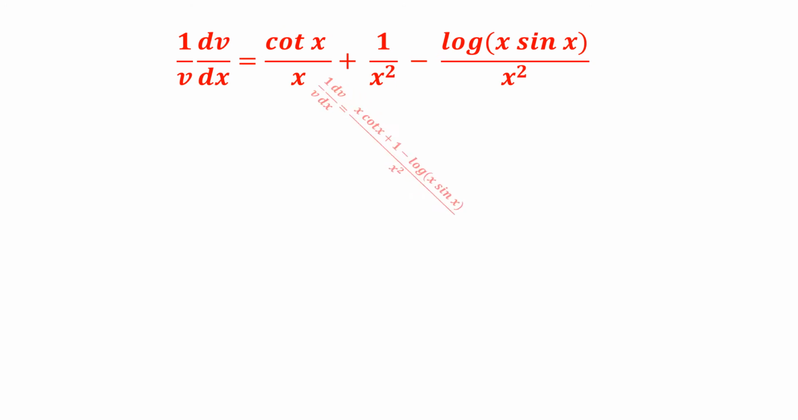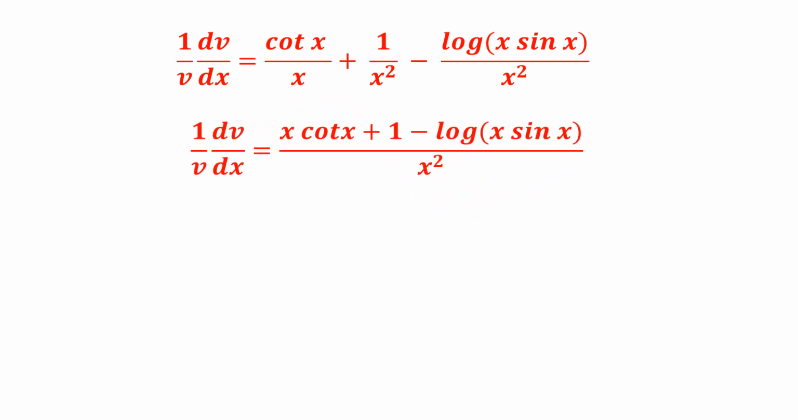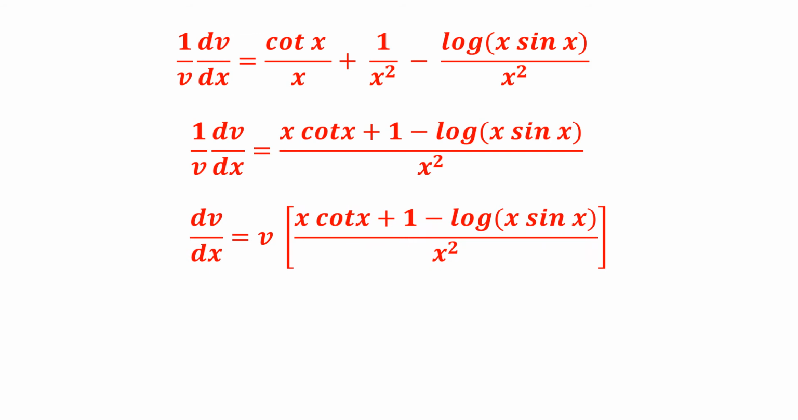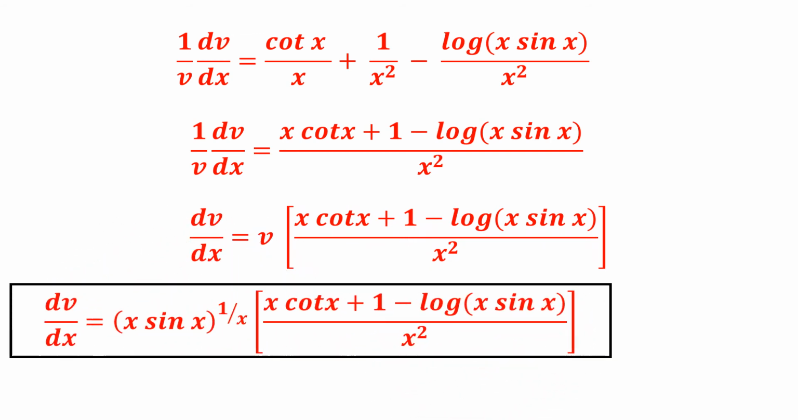We continue. You can take x square as LCM. First term will become x cot x, second term will become plus 1, third term will become minus log x sin x. Now it is ready. We can push that v to the right hand side and substitute for v. v is (x sin x) whole power 1 by x. It becomes x cot x plus 1 minus log of x sin x upon x square. We call it as equation number 3.